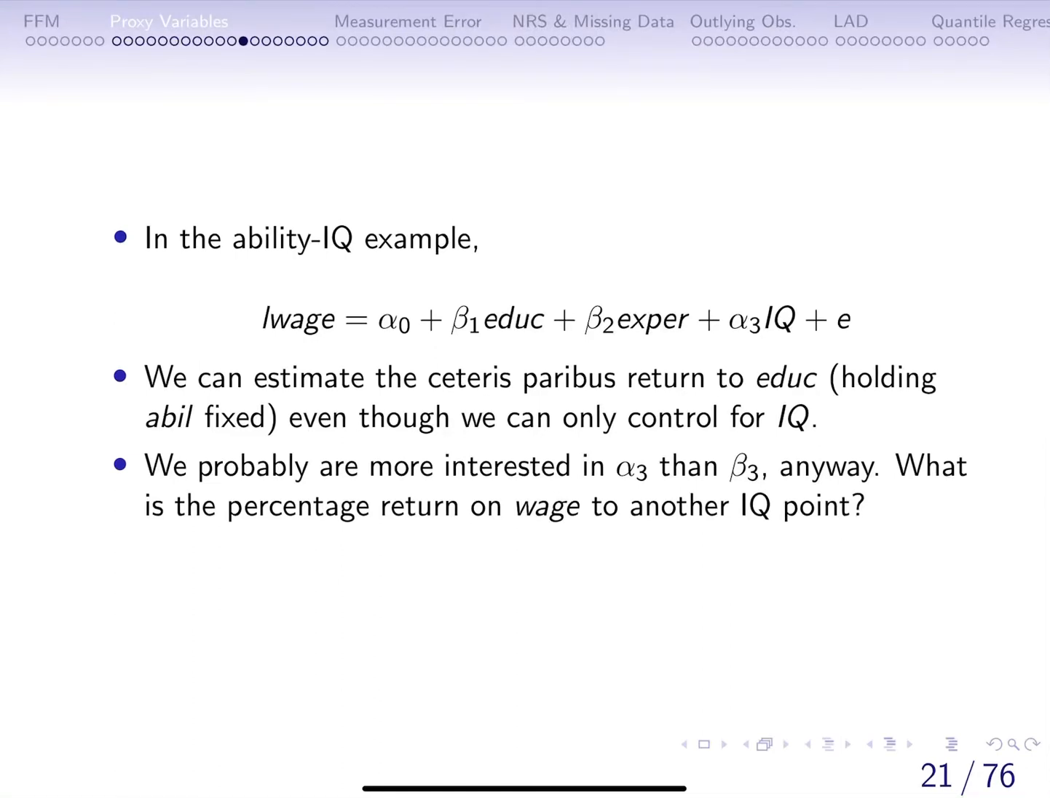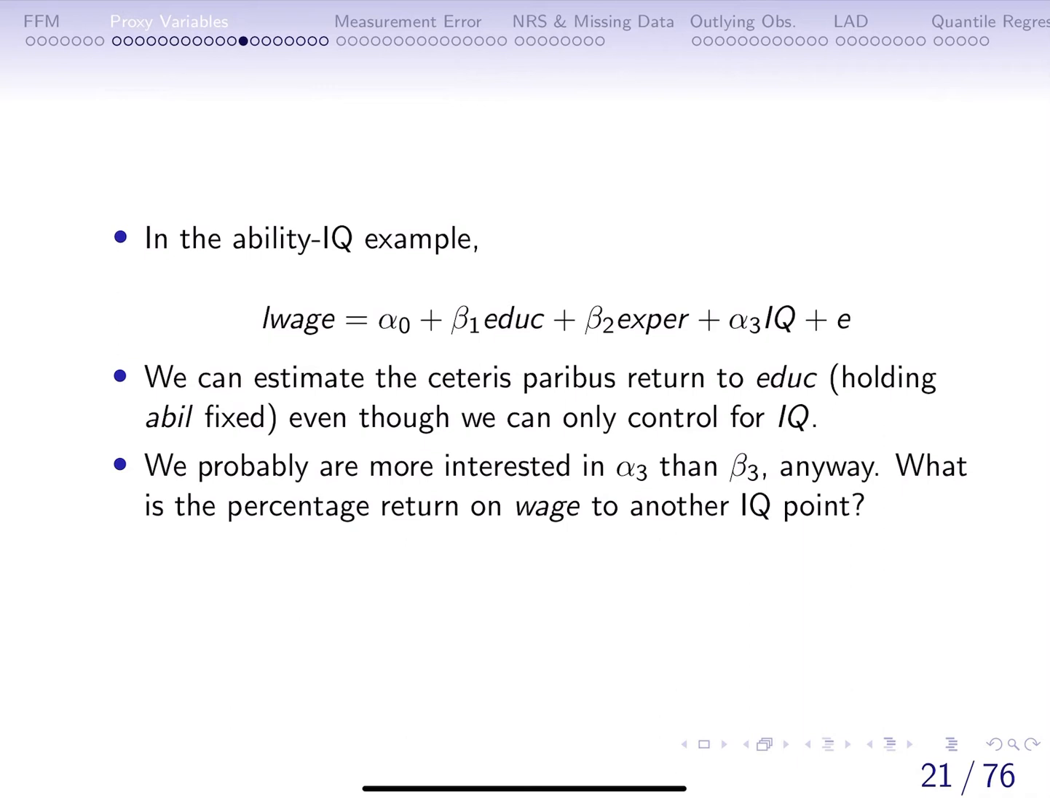In this video, we'll just talk about the example and run with that, and I'll show you some R code about what happens when we use a proxy variable as a substitute for a variable that we can't observe or we lack data on.